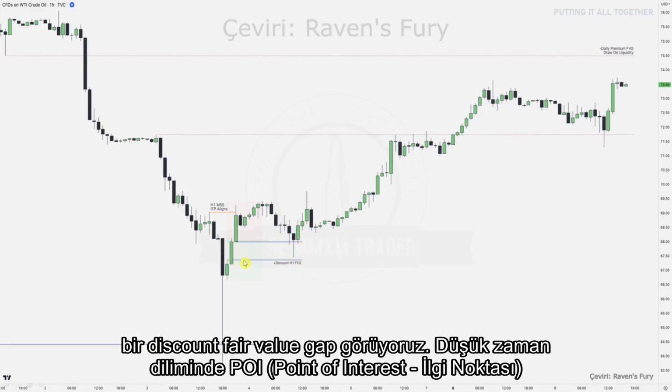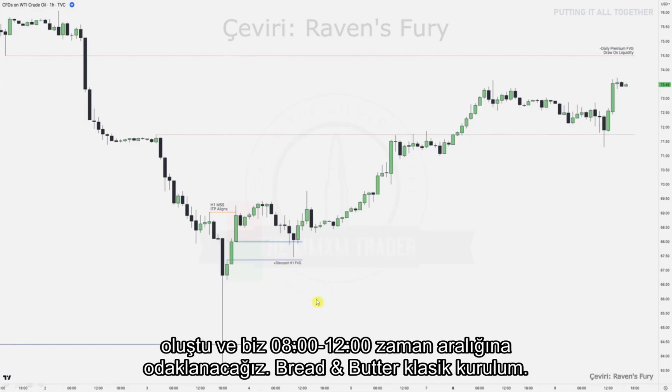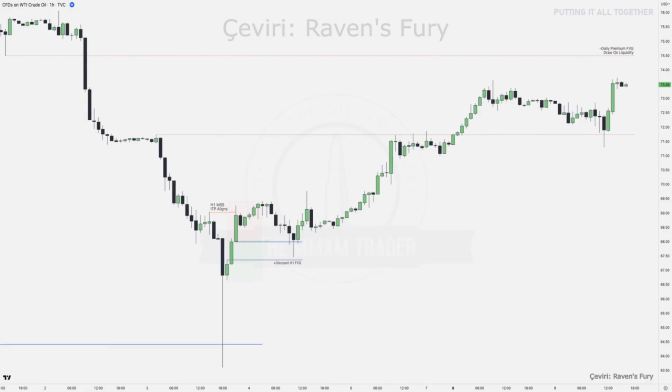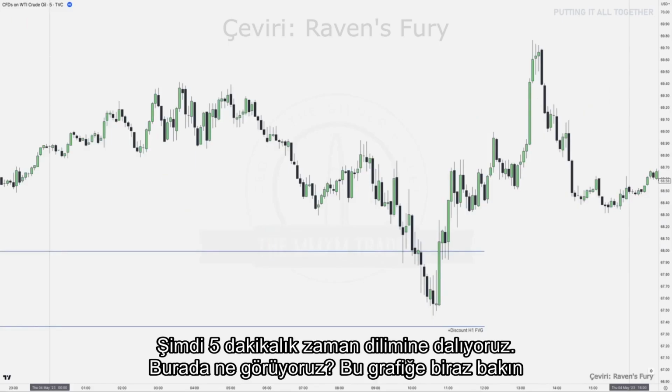So we have our POI on the lower time frame, and we're going to be focusing on that 8 a.m. to 12 p.m. time window, right? That bread and butter setup. We only need to know, are we into a continuation pattern or are we in a reversal pattern? That's it. So diving in on a 5-minute time frame, what do we see over here?